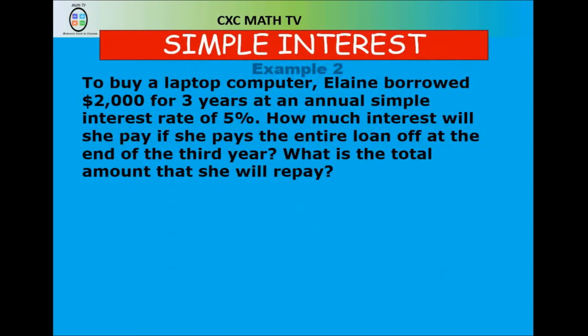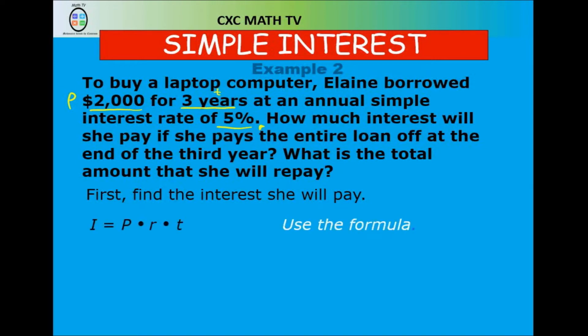Well, as you attempt that question, the first thing I always say is to identify your P, your R, and your T, right? So remember, we're trying to find the interest. Identify your P. What is P? 2,000, that is P. What is your time? 3 years, that is your T. What is your interest rate? 5%, that's your R.